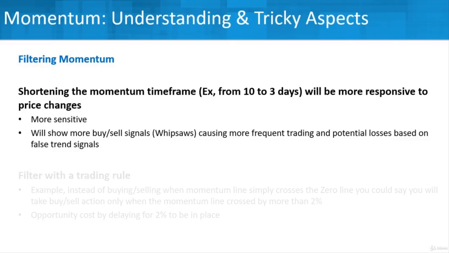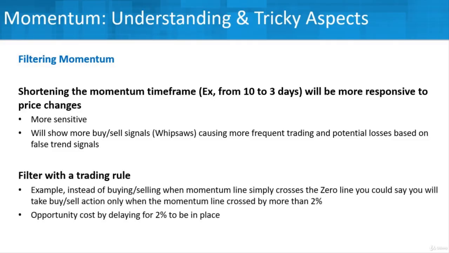Another thing you can do with momentum is filter it with a trading rule, or apply a trading rule. So for example, instead of buying or selling when the momentum line simply crosses the zero line, you could say you will take a buy or sell action only when the momentum line is crossed by more than 2%, right? So it's got to be at least 2% above that zero line or 2% below that zero line for a decision to be made. Now if you think about that, well, there's an opportunity cost by delaying for that 2% to be in place, and that's exactly true. That's what happens with filters.